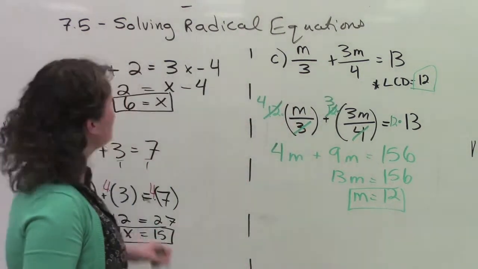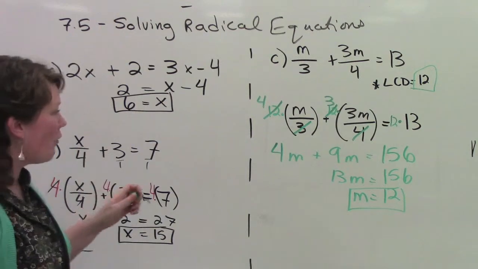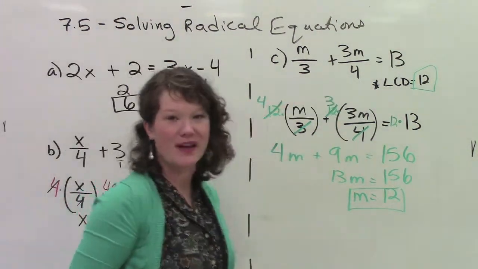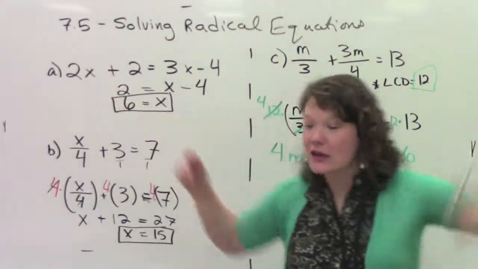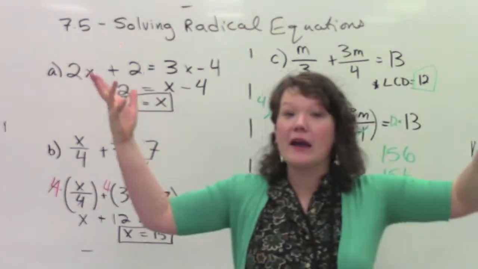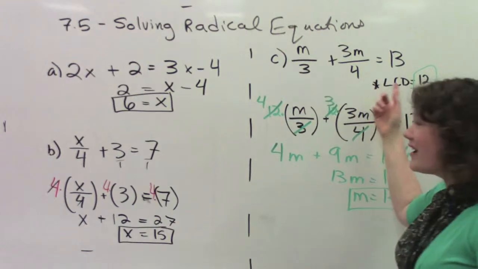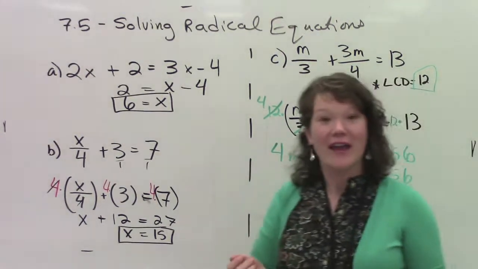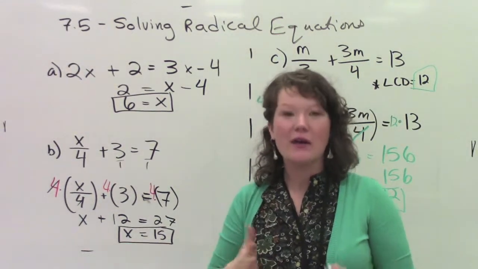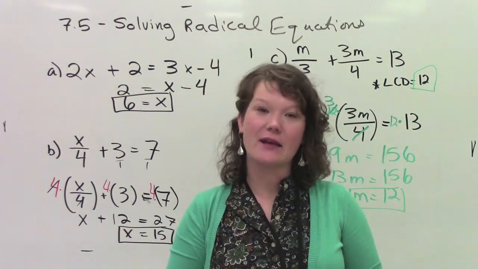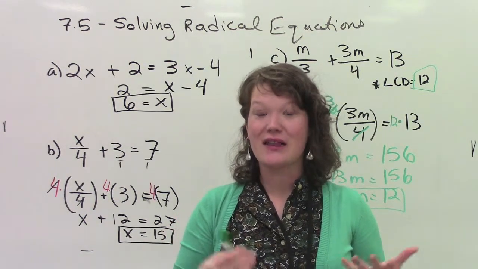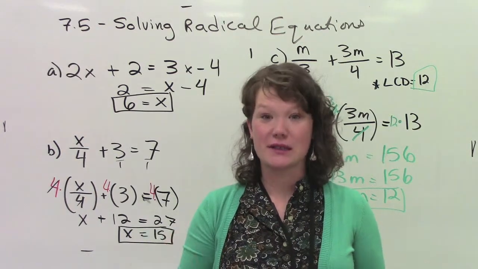In these scenarios, folks, we haven't had to consider what the non-permissible values are because, well, 3 can't be 0. Okay, it's 3. 4 can't be 0. Okay, it's 4. 1 can't be 0. Okay, it's 1. So we haven't had to deal with the non-permissible values because we haven't yet had any variables in the denominator that could make the denominator equal to 0.